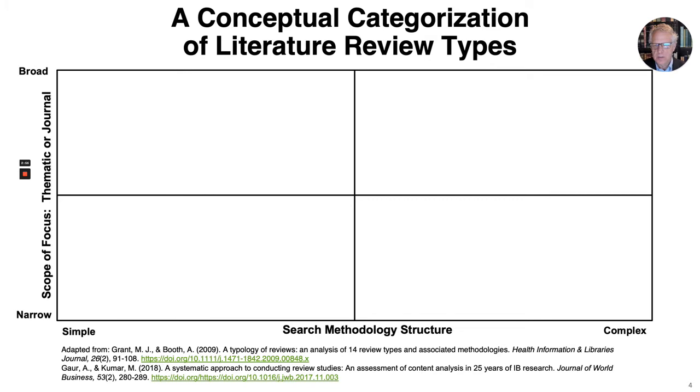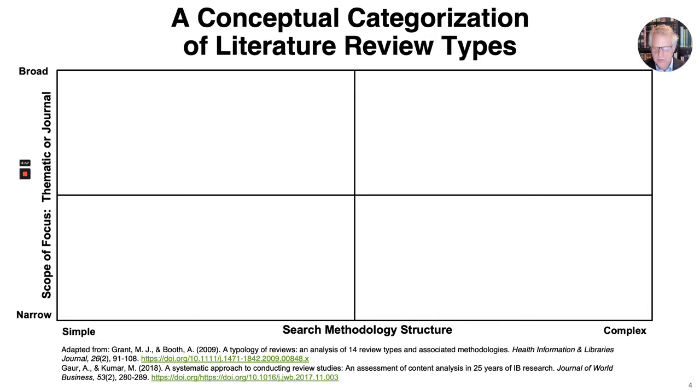And this approach is a synthesis of the article from Grant and Booth in terms of their 14 types, of which we've used 13 in this case, and a more recent article by Gower and Coomer, which looks at the systematic approach and how that has developed over the decades since Grant and Booth published their article.